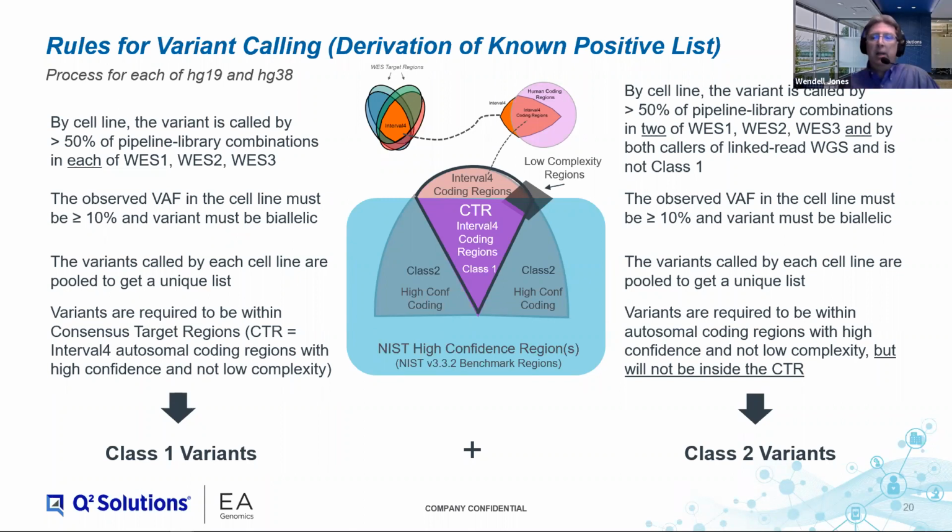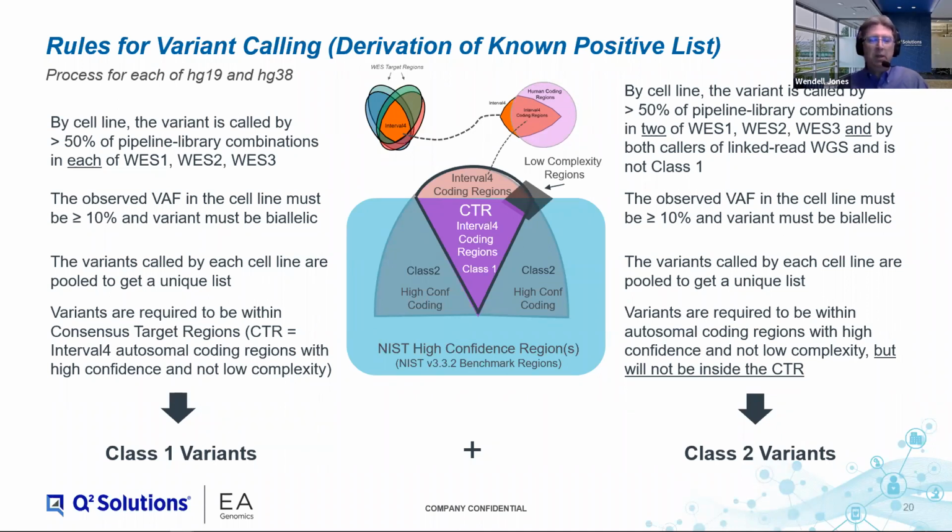And so that's where we brought in the whole genome sequencing results. So for the class 2 variants, our rule was amended to say, okay, it has to be called by at least 50% of the pipeline library combinations in at least 2 of the kits, but then it also has to be called by both callers that we used for the linked read whole genome sequencing, and also obviously not be class 1.